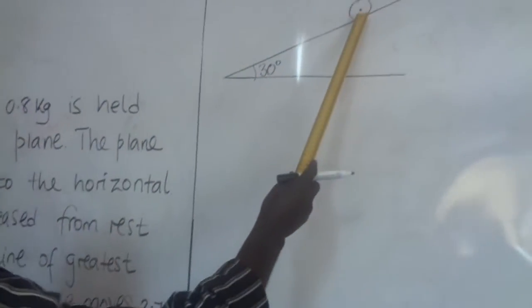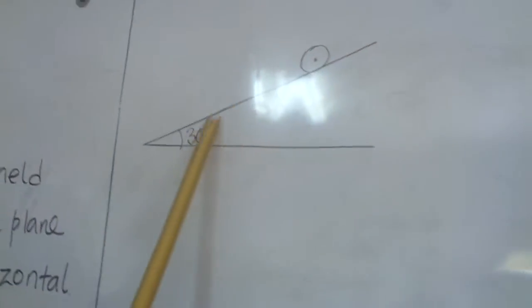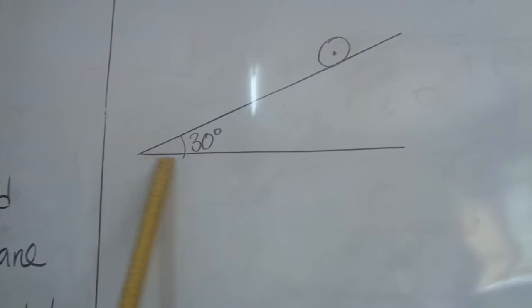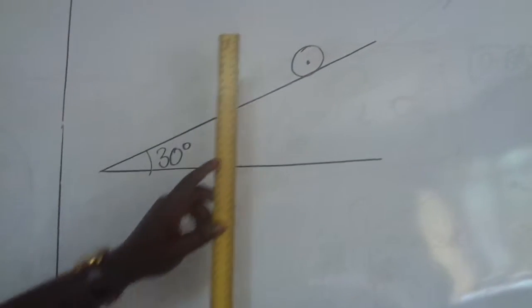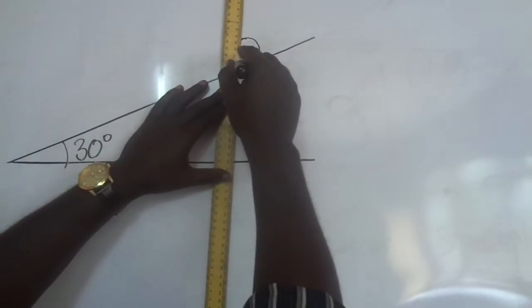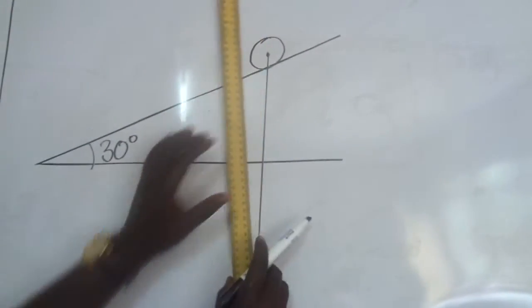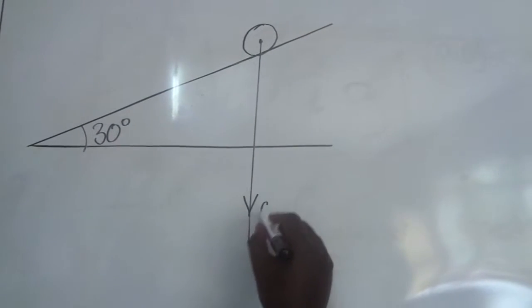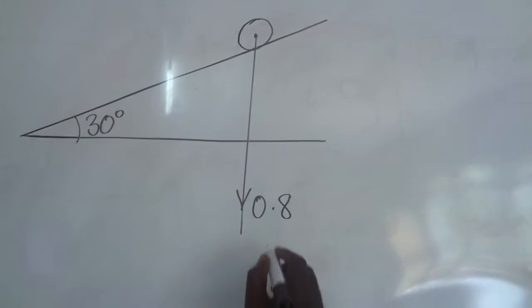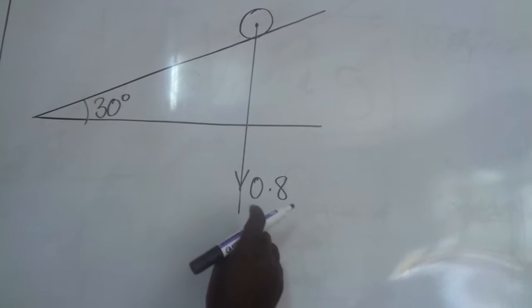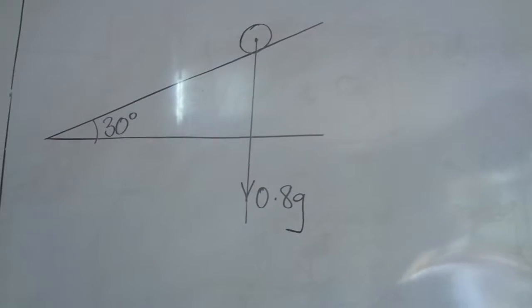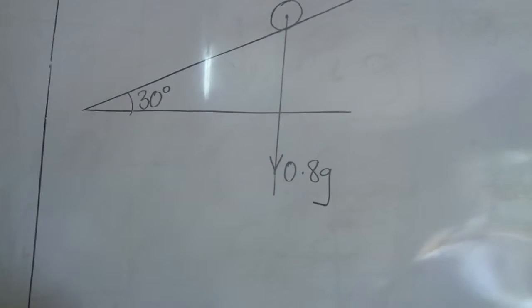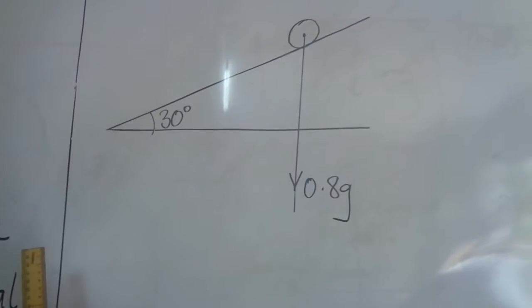Okay, we draw the diagram. This is the particle. This is the inclined plane at 30 degrees to the horizontal. And then we need to put in the mass. The weight of the particle always acts vertically. Since the mass is 0.8 kilograms, we shall convert this to weight by multiplying by g, the acceleration due to gravity, so that we get the weight in newtons.